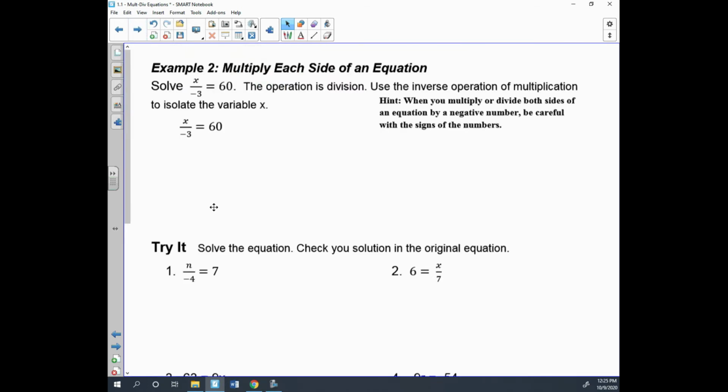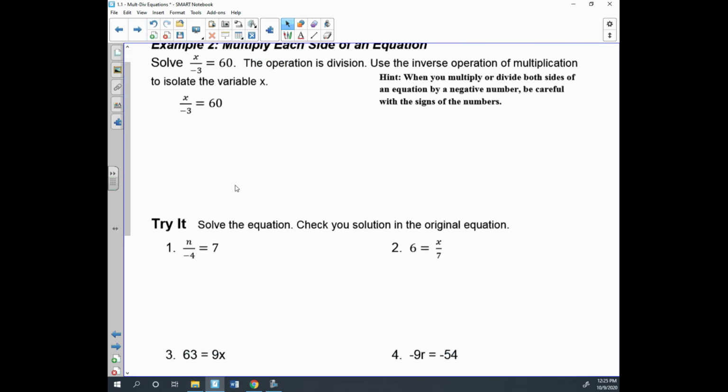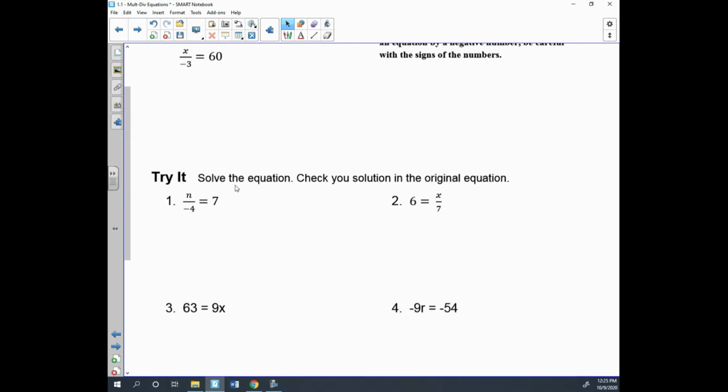Okay? Let's do a few more just to get the hang of it. So lots of words there. I'm just going to go up to this problem at the top here. x divided by -3. Well, the inverse of divide is multiply. So I'm going to multiply. And if I just multiply by 3, it will just cancel the 3.